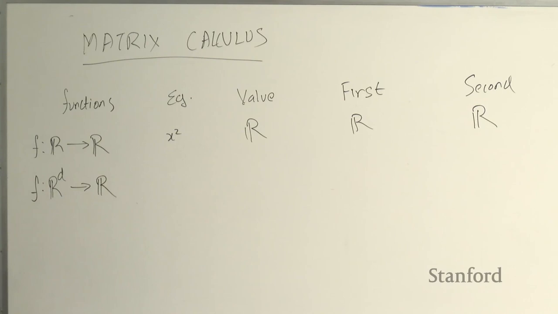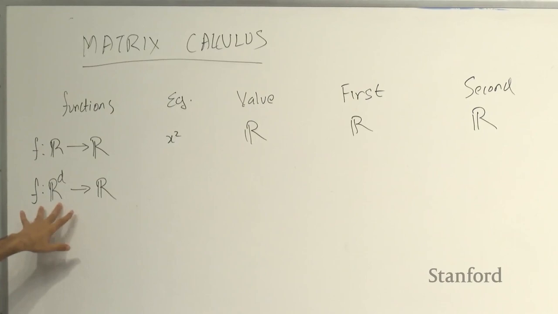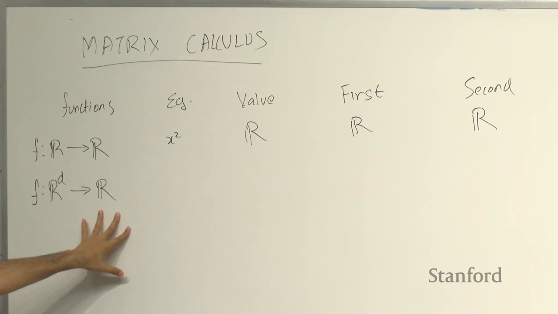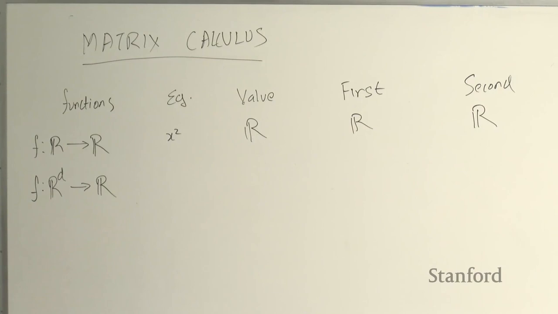What does this mean? It means it's a function that we're going to call f. The input to the function is going to be some vector, a d-dimensional vector, and the output is going to be a real valued number. So vector input, scalar output. And we're going to encounter a lot of functions of this kind in this course.